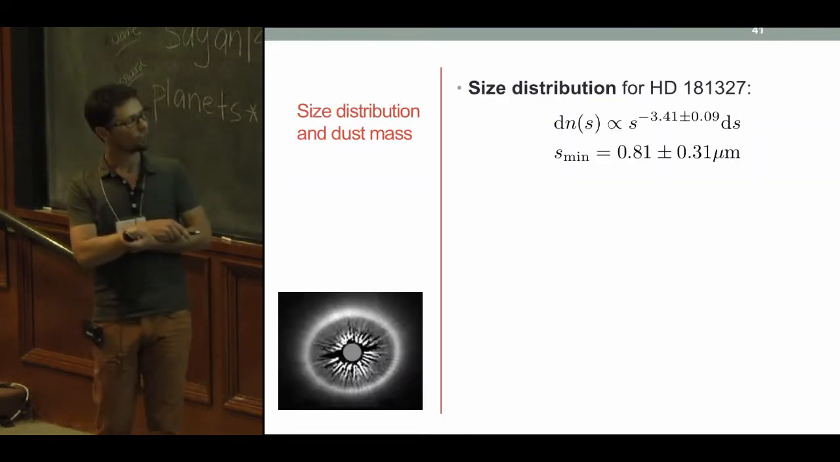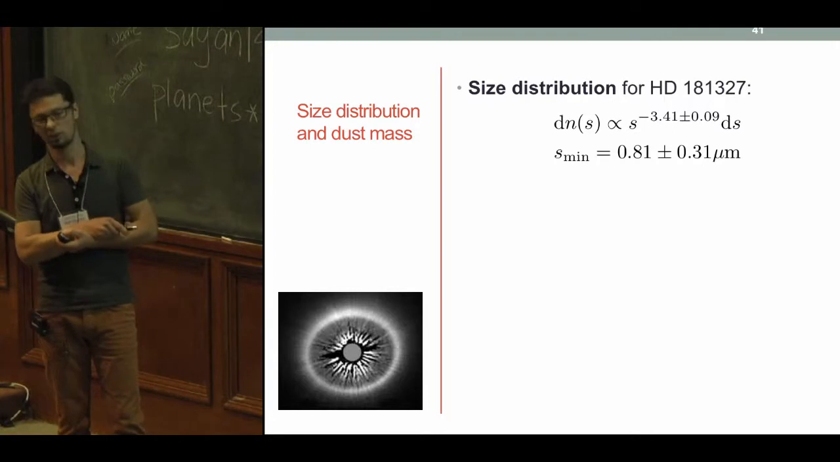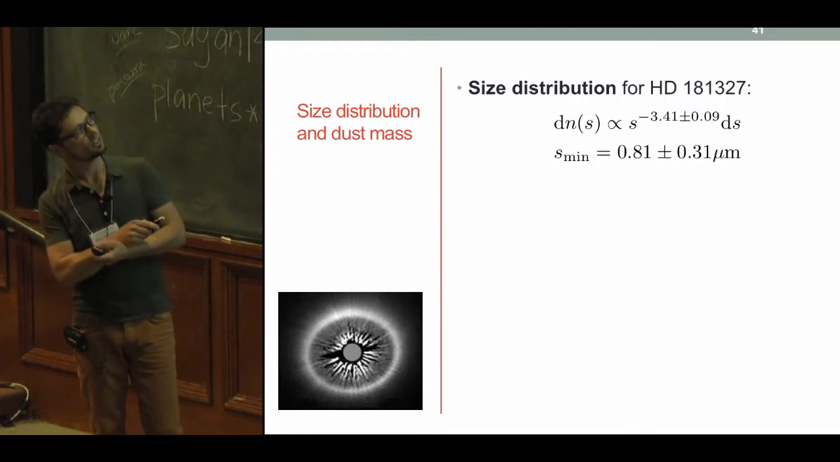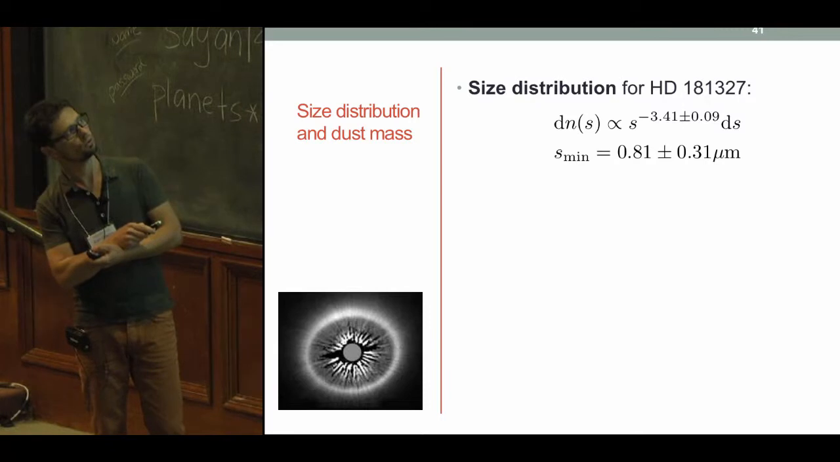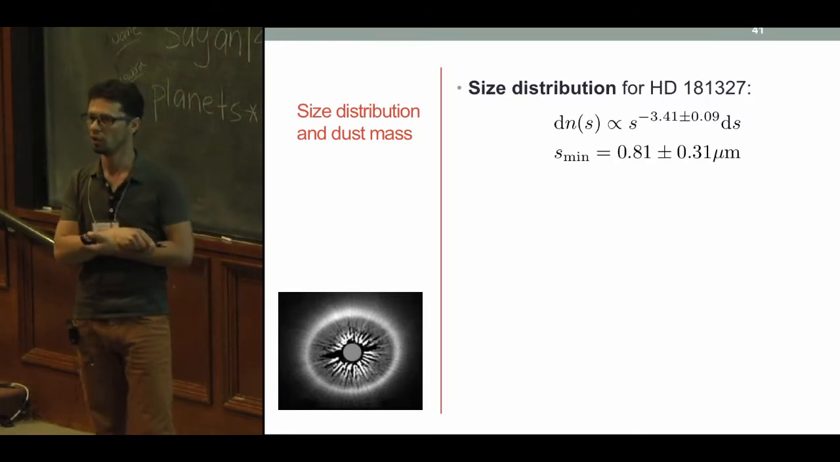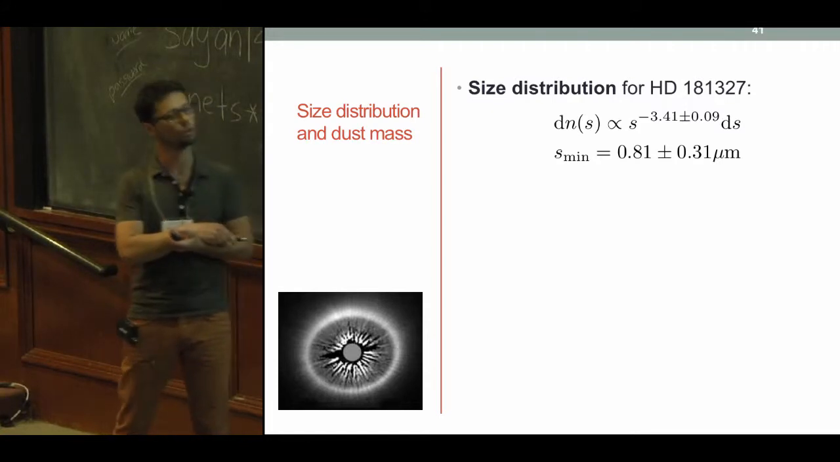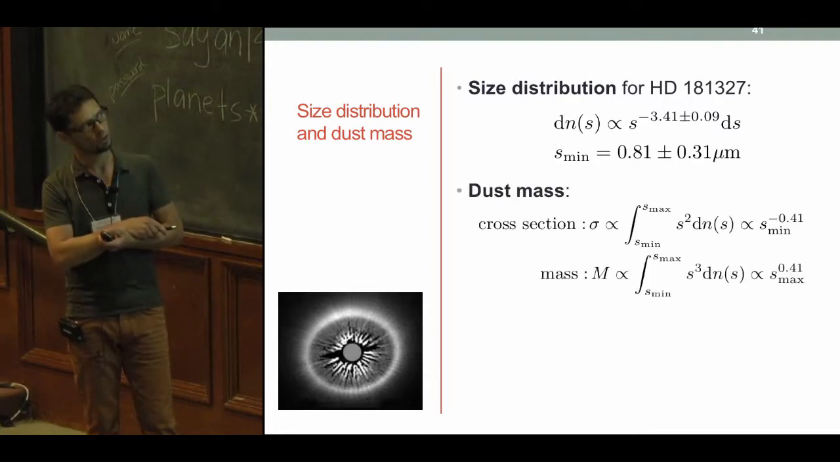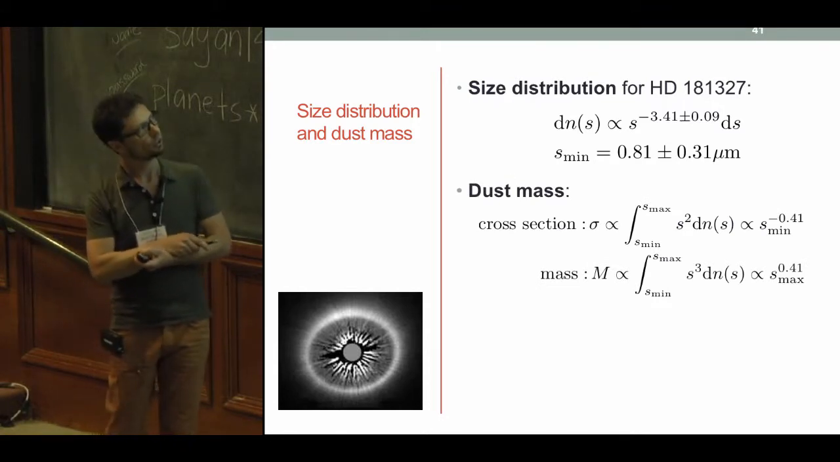All right, something else that we get from this model is a size distribution. Here I call S the size. It was called A before. Doesn't really matter. So it's a power law here. It's minus 3.4. It's very close to the minus 3.5 value that you expect theoretically for a system in collisional equilibrium. But what is more interesting is to actually calculate the dust mass.